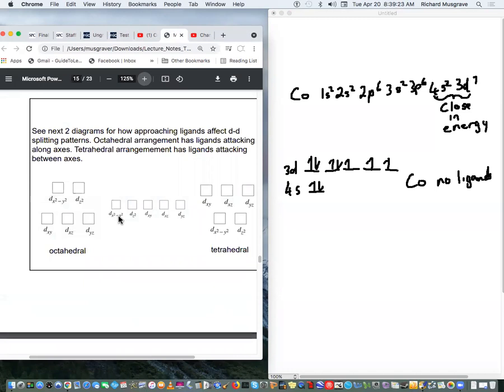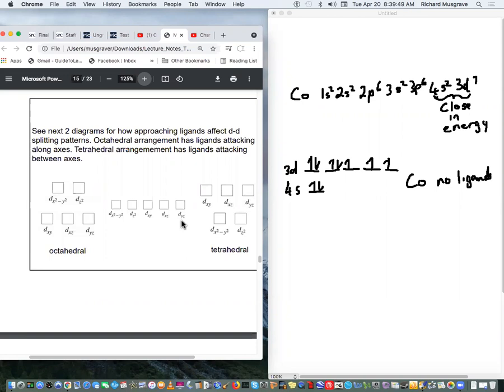I'll show you what those look like in a second. But what happens is that when we do join ligands to it, the d levels split. And they split in the manner shown in the diagram here. So the octahedral splits with 3 on the bottom and 2 on the top, and tetrahedral splits with 3 on the top and 2 on the bottom. All right, let's take a look at how that happens.